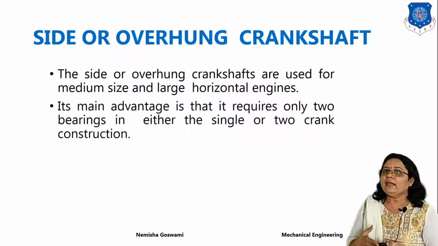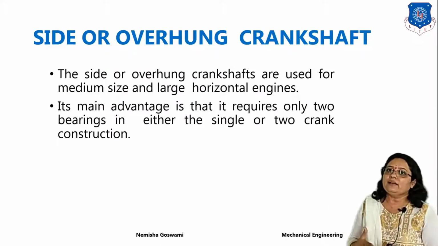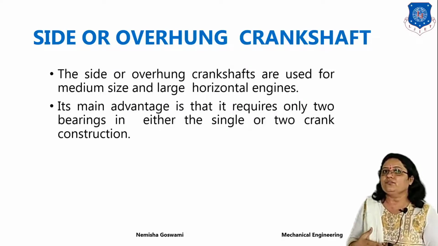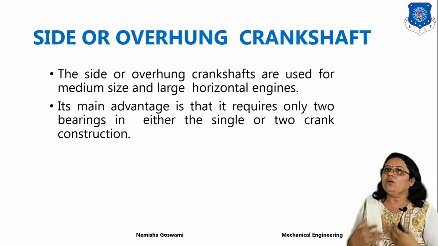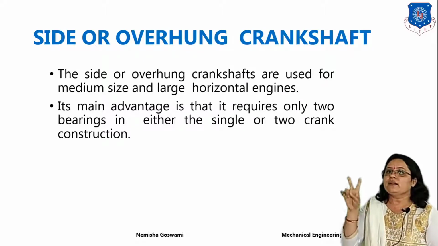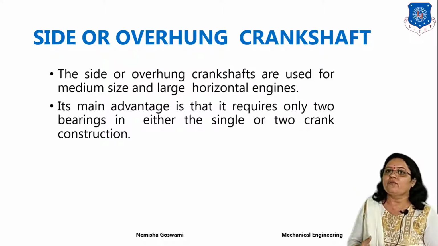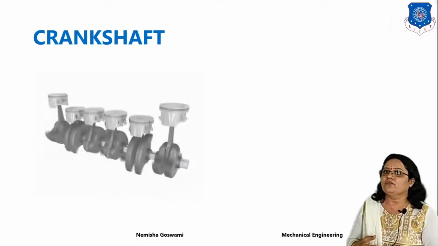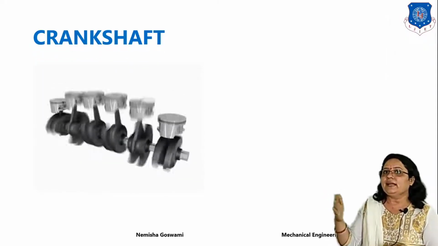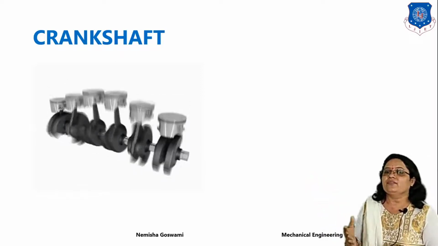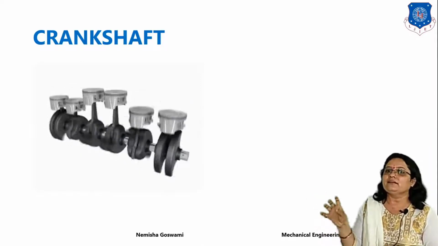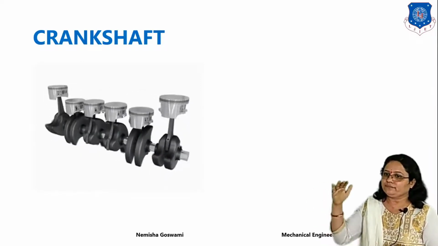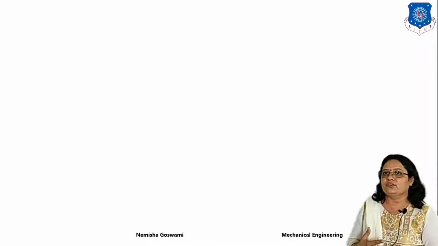Okay. And its main advantage. So what are the advantages? That's why we use it in this application. It requires only two bearings in either the single or two crank construction. So only two bearings are required for the supporting purpose. This is the main advantage of your side crankshaft. Here you can see this is your center crankshaft. You can see in this diagram or animation I have put here for better understanding. This is your center crankshaft, right?